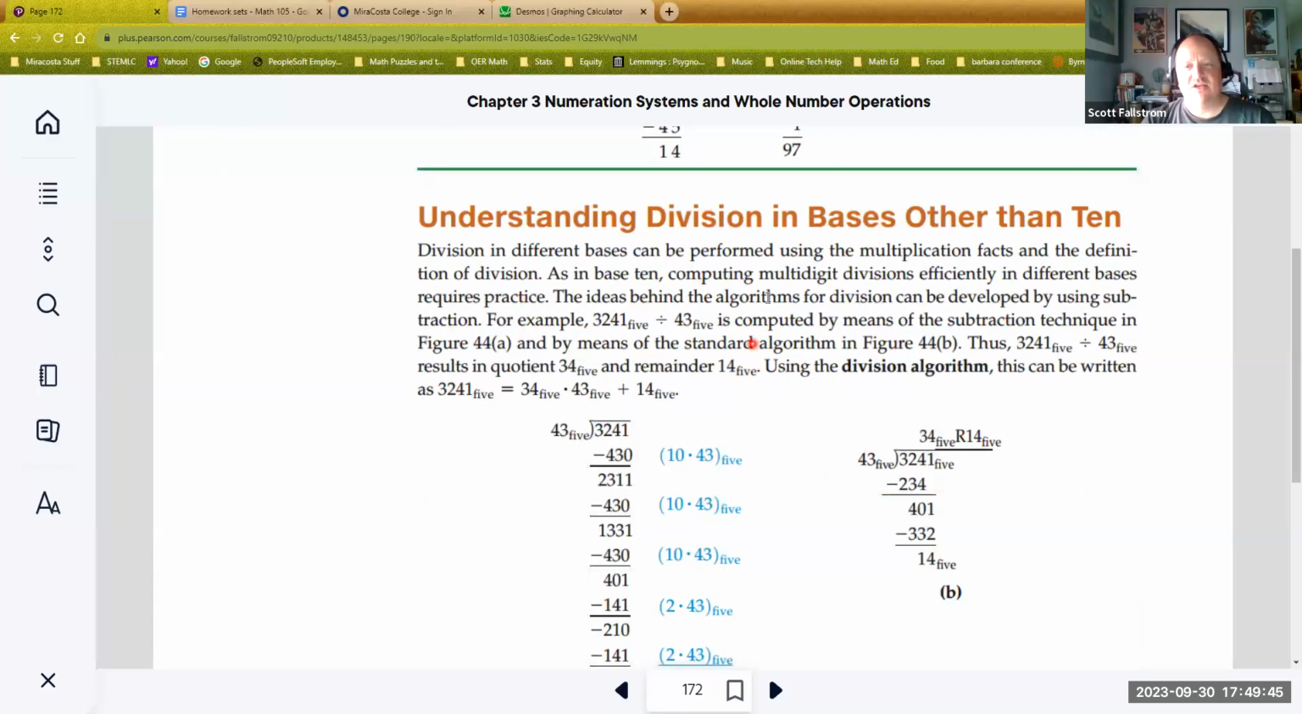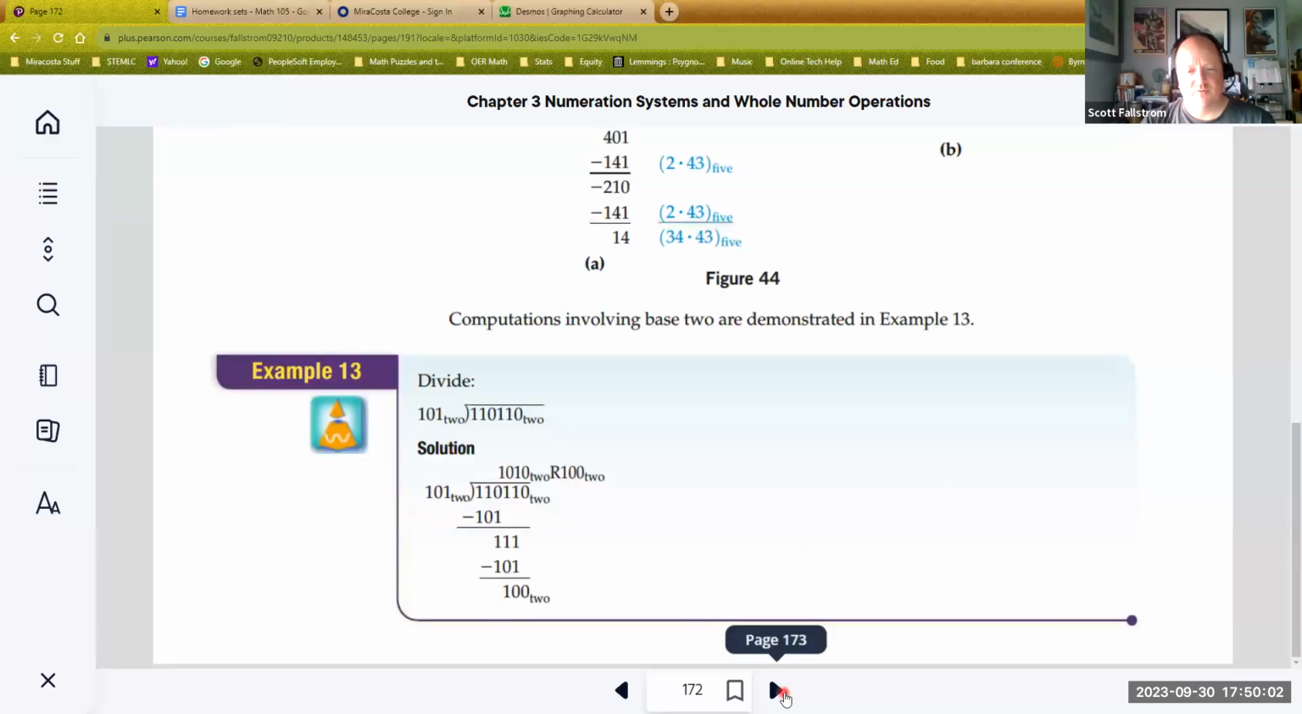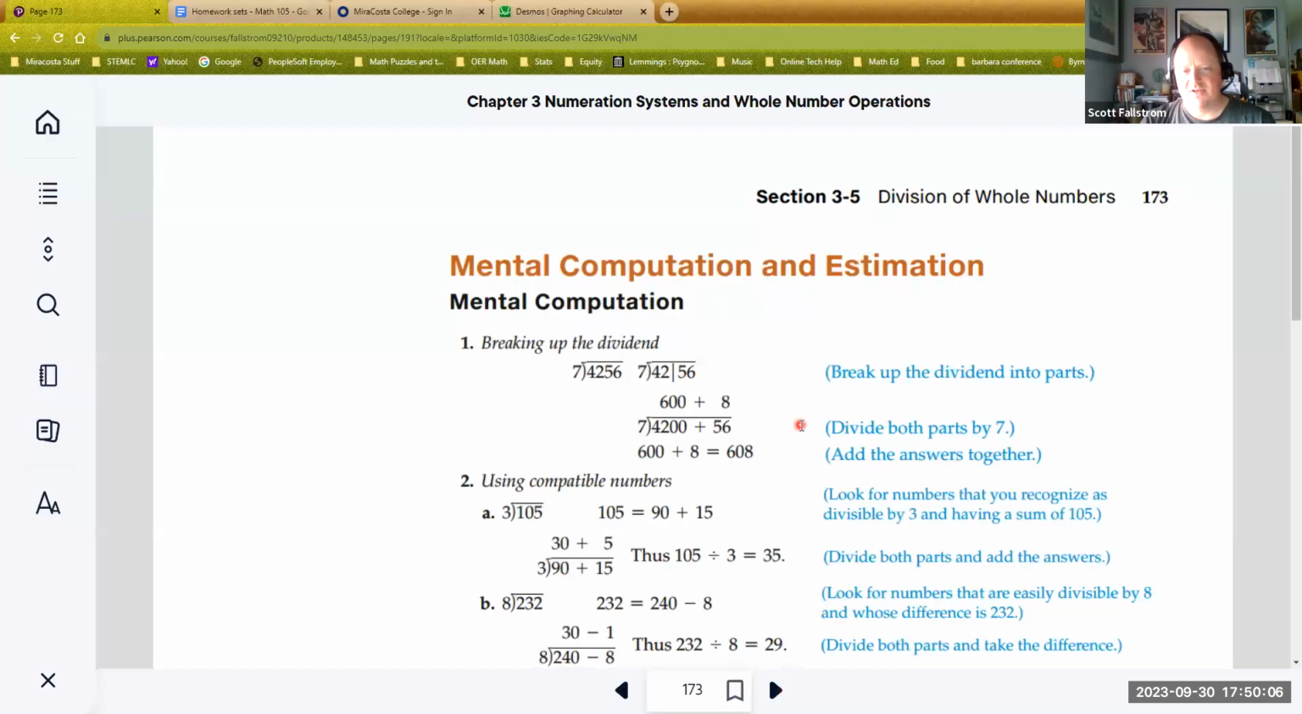And then you have division in other bases. So we'll be doing this part in class. We will not be doing it with the base blocks. We'll be doing it with poker chips because we'll be in Fivania at that point in time. Okay. Yeah, I think that'll be helpful. So here's a couple with different number bases. And then mental computation and estimation.